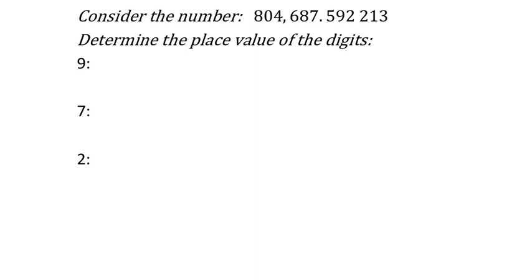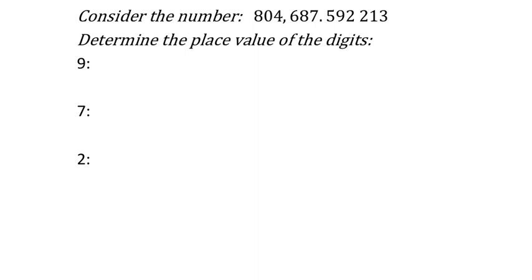Okay, so we got place values for these digits. We got 9, 7, and 2. Now if you need to refer back to the table that we had before, do it. But just take 30 seconds, see if you can determine what place values these digits are in. Then we'll go over it.